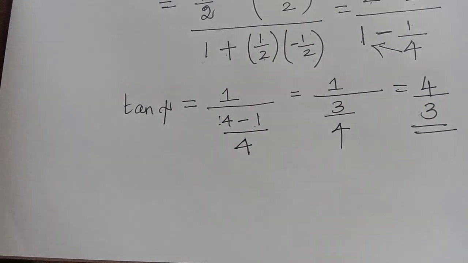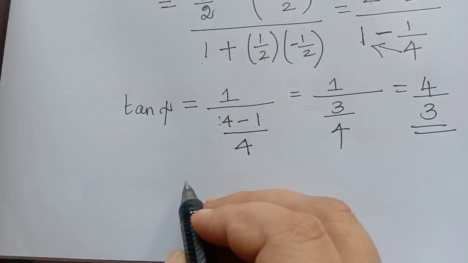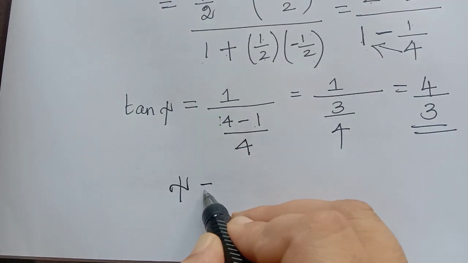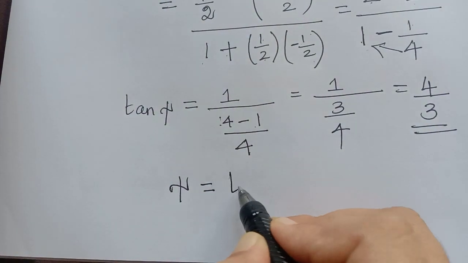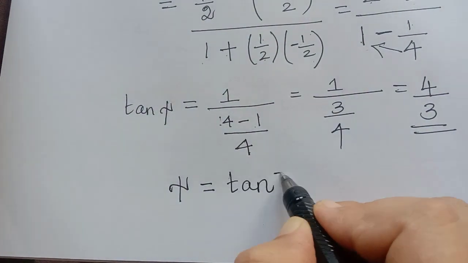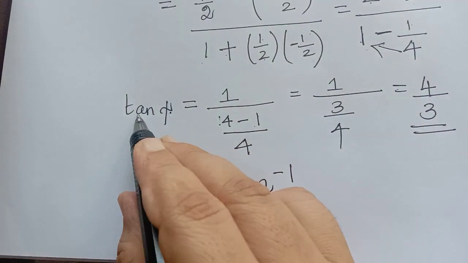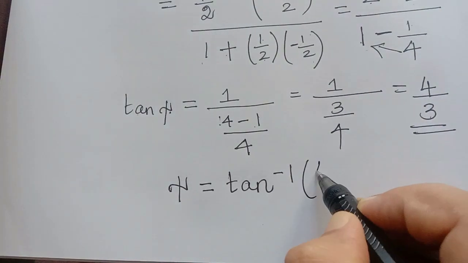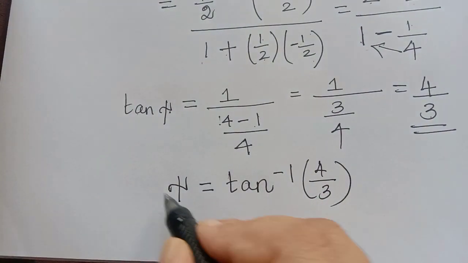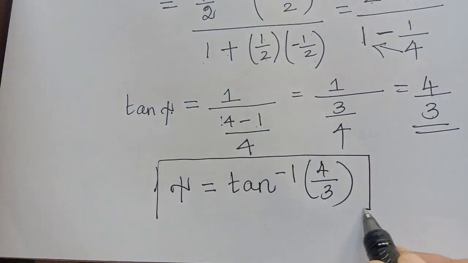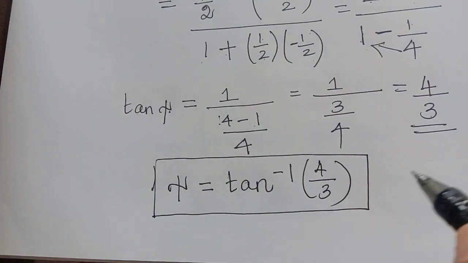And hence we need the angle xi only, because that is the angle of intersection of the two curves. So therefore the angle xi will be equal to, taking tan inverse on both the sides, xi will be equal to tan inverse of 4 by 3. So this is the solution, that is the angle between the two given curves.